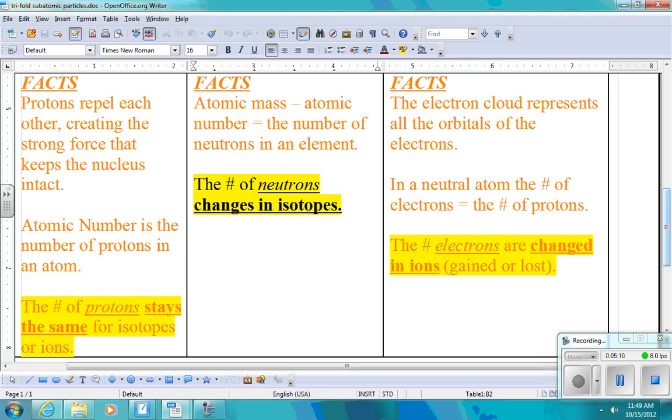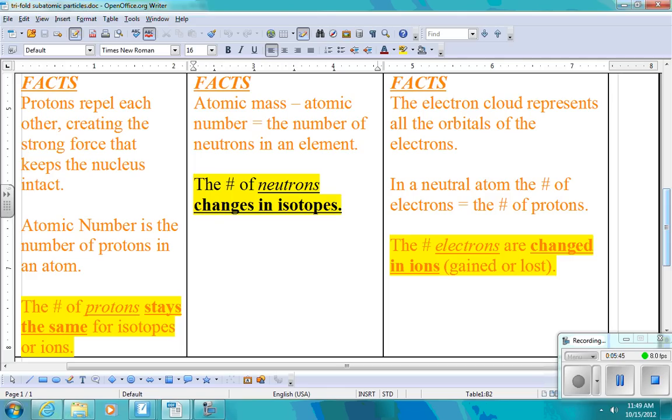Let's talk about neutrons now. Okay? Neutrons, if you take the atomic mass and you subtract the atomic number, you will find the number of neutrons in an atom of an element. Something special to know about neutrons is that the number of neutrons changes, and a neutral atom will become an isotope when the number of neutrons changes. The mass will also change because of that.